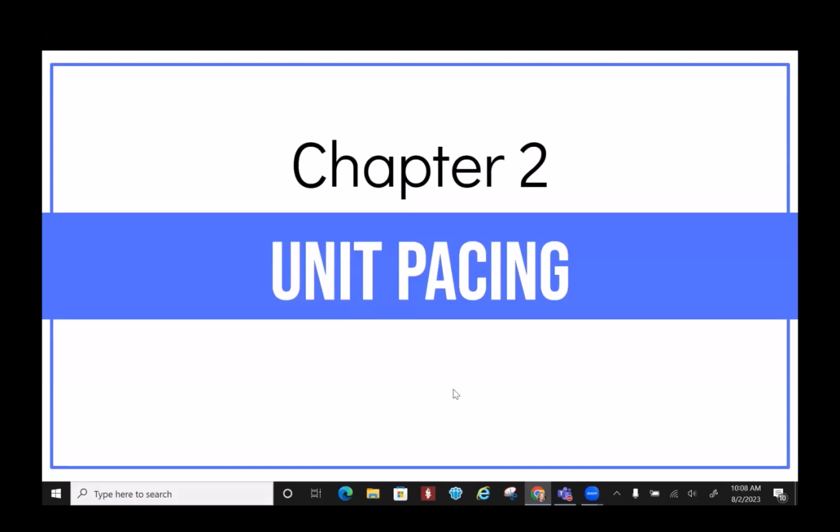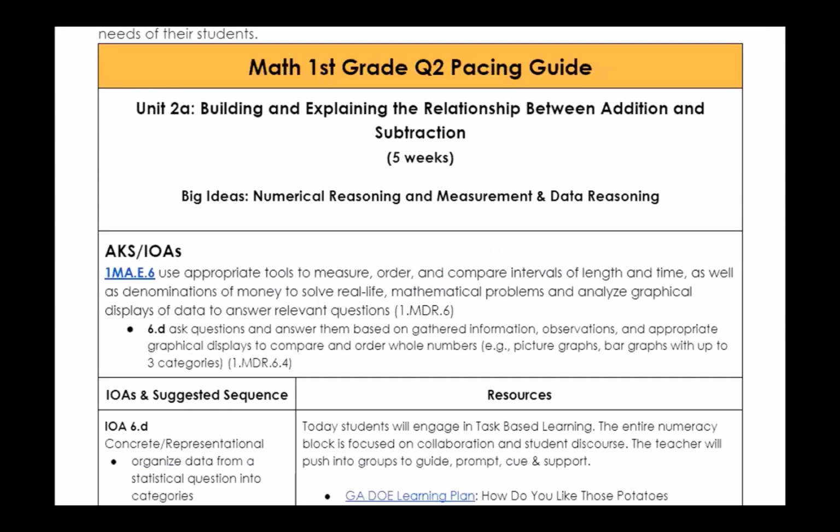Now, let's look at the pacing guide to see how the AKS and IOAs have been paced out over the course of Unit 2A. In the top portion of the pacing guide, we see the name of the unit, the big ideas for the unit, and the suggested pacing. Unit 2A will focus on numerical reasoning and measurement and data reasoning. The suggested pacing for this unit is about 5 weeks.